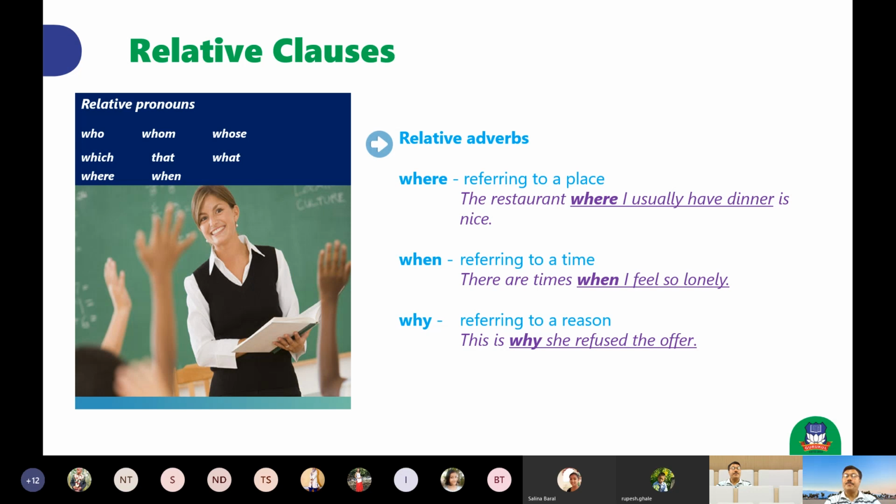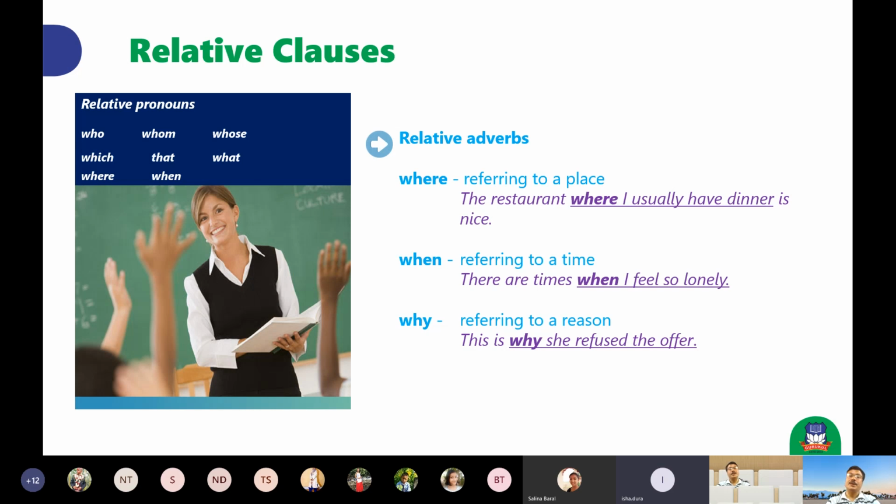Okay, somebody next. Please tell, what are the relative pronouns? Okay, somebody next can. Anyone please? Isha, okay, you can say then. Yes, sir. Relative pronouns: who, whom, whose, which, that, what, where, when.